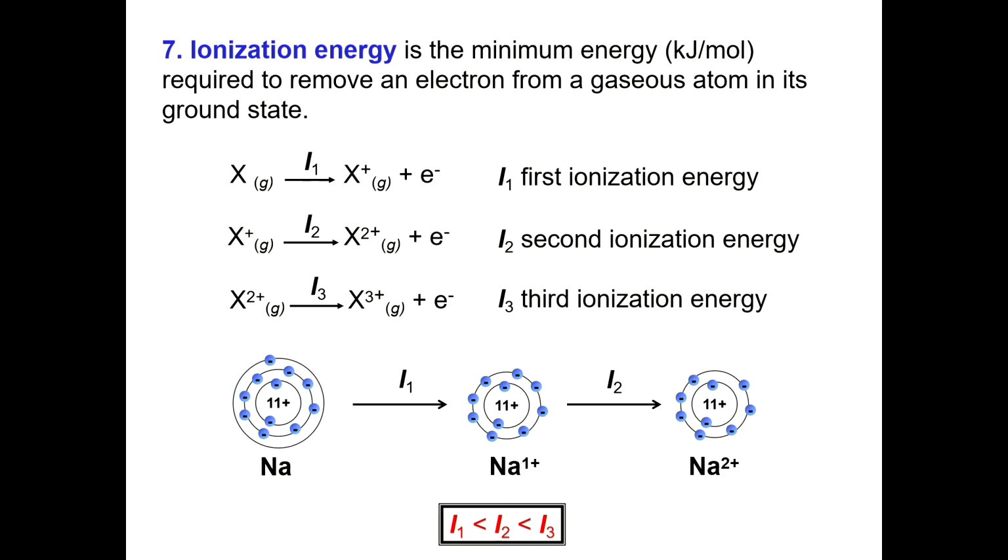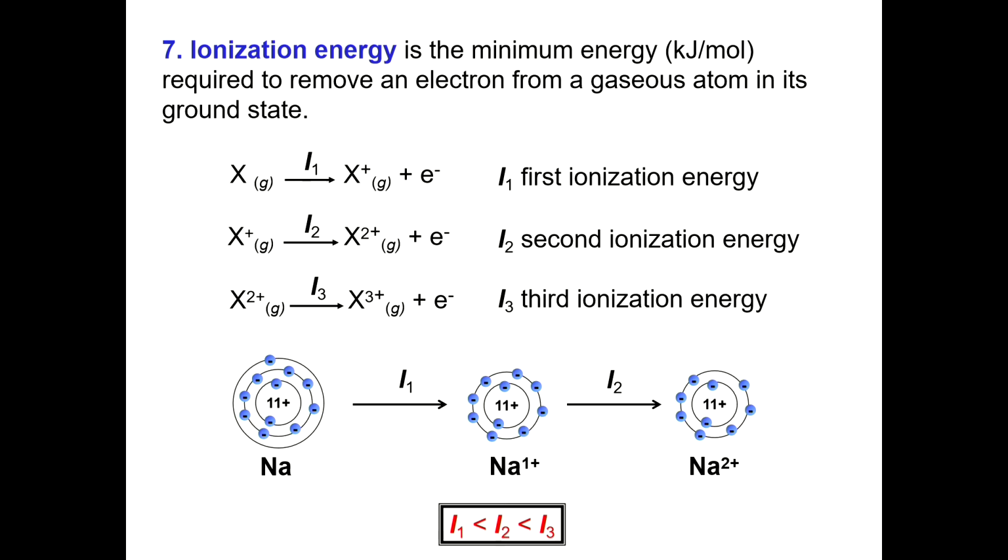So now we know the atomic radius, and we also know their changes. Why sometimes they change bigger, sometimes they change small. So here is about ionization energy.